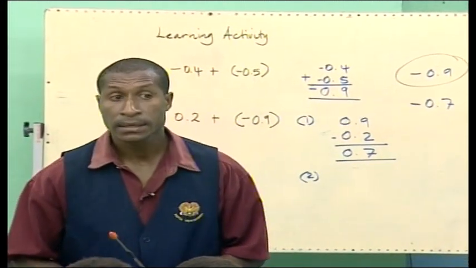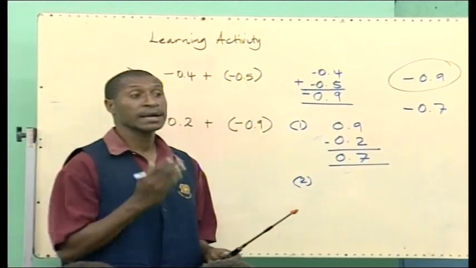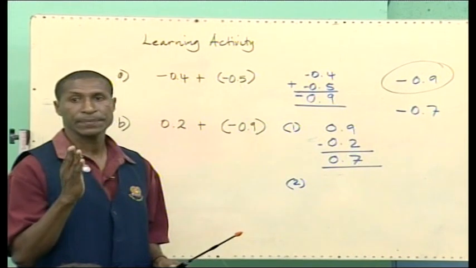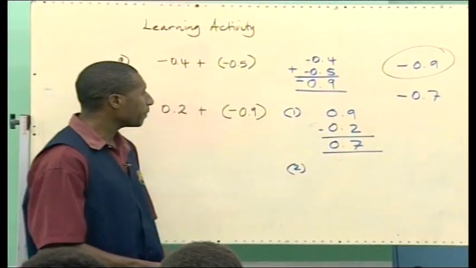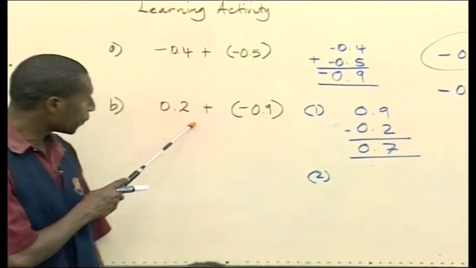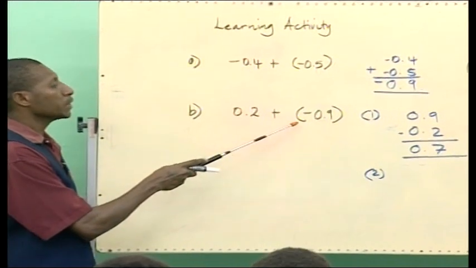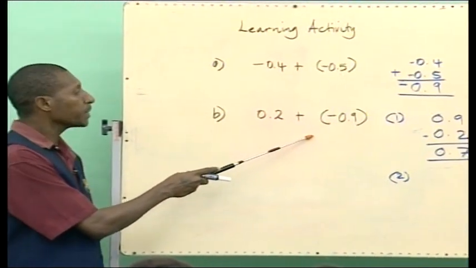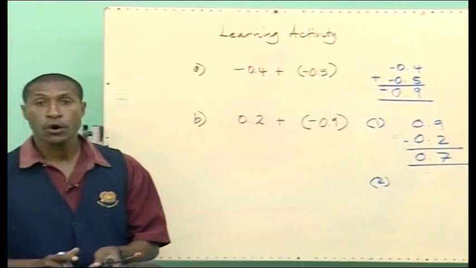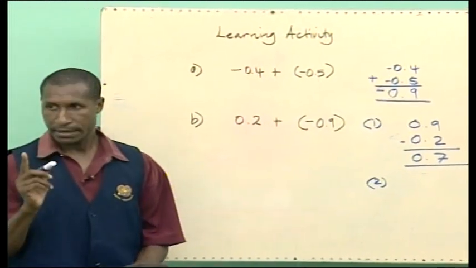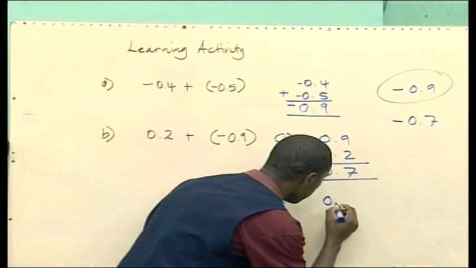Give the answer the sign of the bigger number. Don't forget it. Step number 2 is give the answer the sign of the bigger number. Now let's go back to our example here. Which is the bigger number here? 0.9 is the bigger number. So what sign are we going to give our answer? Negative or positive? Negative. So negative.